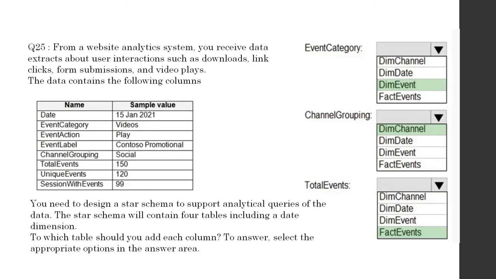We have multiple columns over here, and you need to design a star schema to support analytical queries of the data. The star schema will contain 4 tables, including a date dimension. To which table should you add each column? That's the question. So for event category, dim event will be selected. For channel grouping, dim channel will be selected, and total events will go to fact events. Okay, I hope you understood this question.